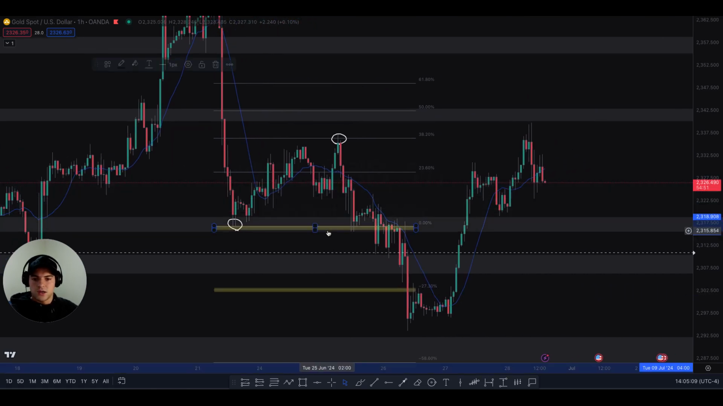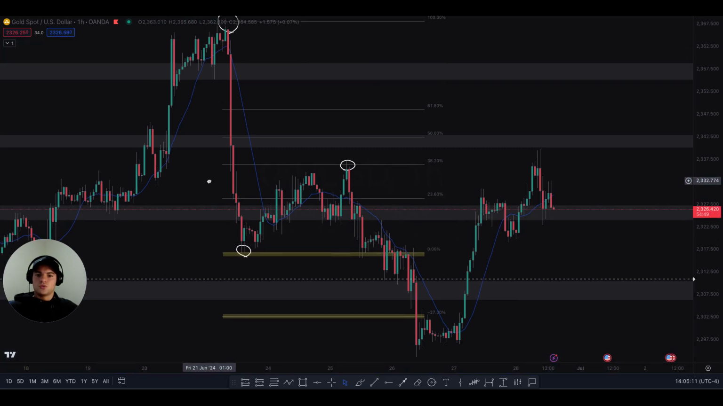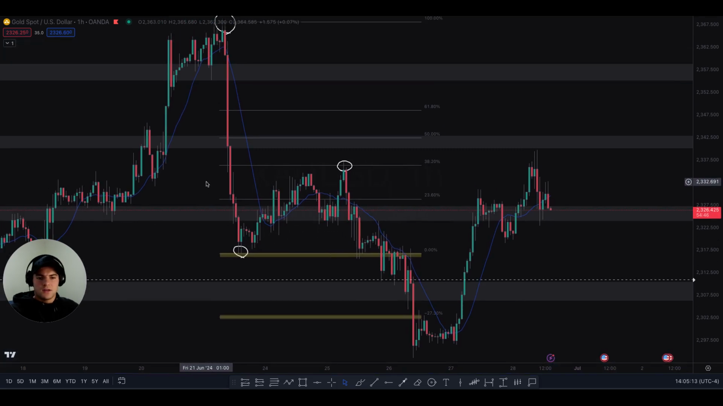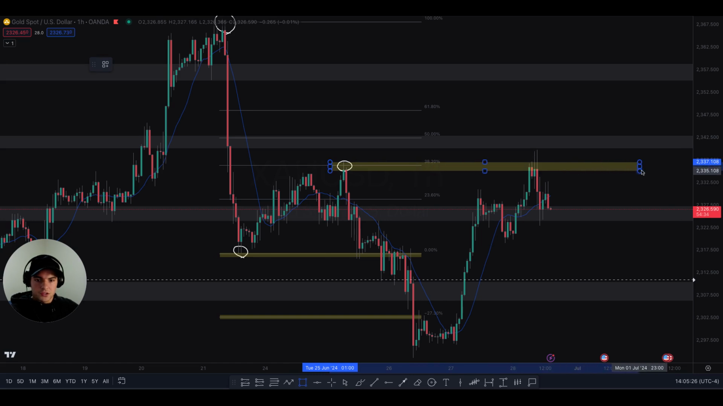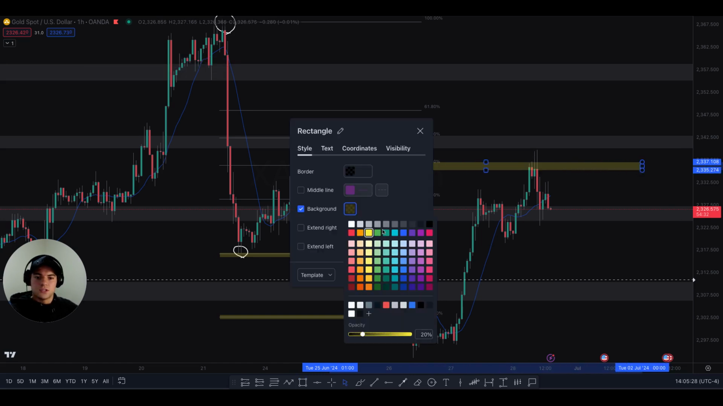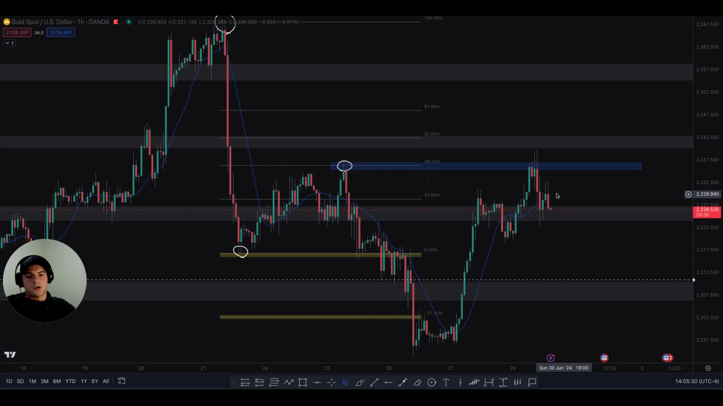So this was my trade for Tuesday, and I did not end up trading gold for the rest of the week, but we ended up making all this move up, and now we're just rejecting from the same level over here on the left, as you can see. So this is very interesting how the market works.